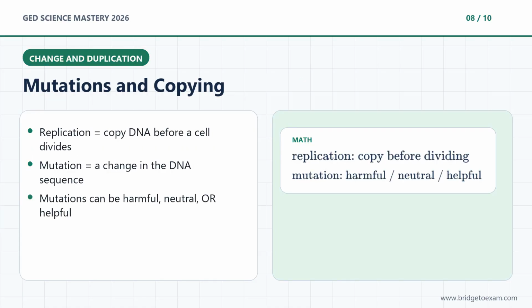2 more ideas the GED likes. First, replication. Before a cell divides, it copies all of its DNA so that each new cell receives a complete set of instructions. Both daughter cells need the full manual. Second, a mutation is simply a change in the DNA sequence. And here is the part people get wrong. A mutation is not automatically bad. It can be harmful, it can be neutral with no effect at all, or it can even be helpful. And those rare, helpful changes are the raw material that powers evolution, which is coming up soon.